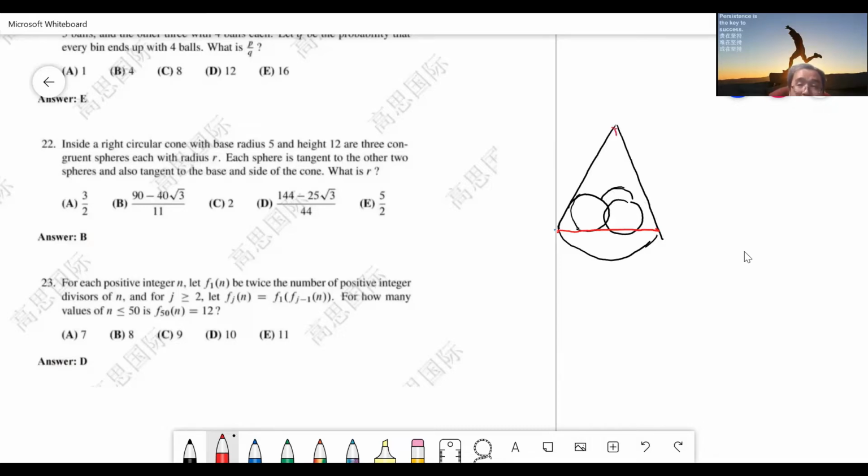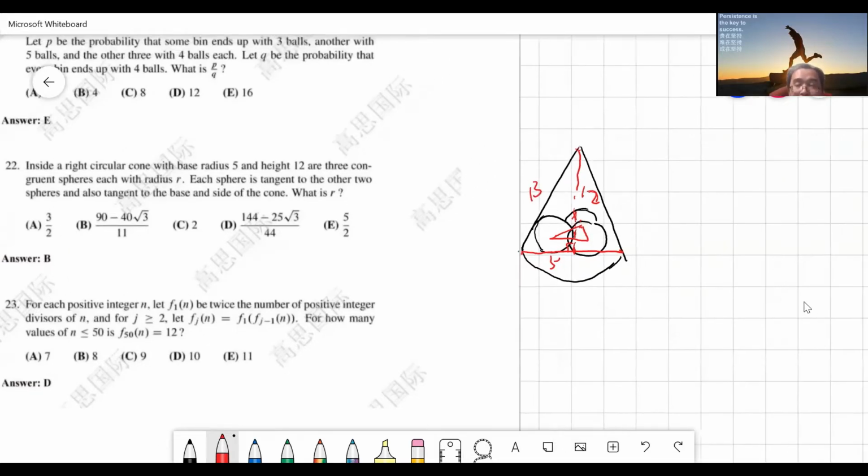So here I can drop a height from the vertex, right? You can see these 3 centers of the balls form an equilateral triangle. So this height goes through the center of this equilateral triangle, then continues to hit the center of the base circle, right? So this is going to be the structure. This side is going to be 5. This height is 12. And then we know this is a right triangle. We have here, this is 13.